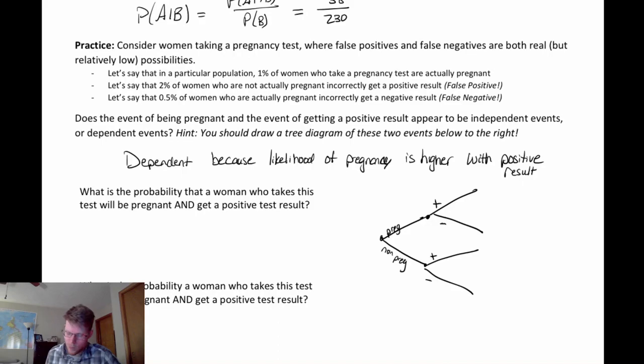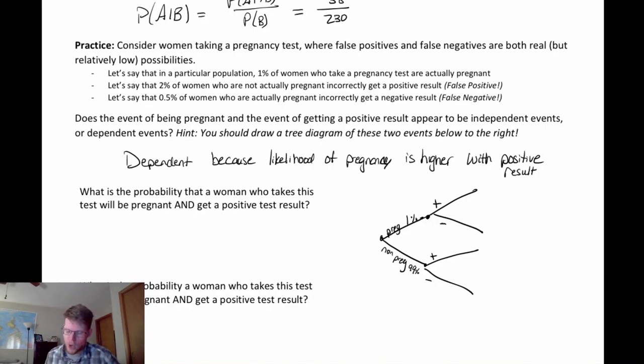So we need to fill these in. The first question is what percentage of women in this population are pregnant? We have that information in our first bullet point. 1% who are taking this test are pregnant. So 1% of our population is pregnant, and 99% are not. Really I should do decimals, but I already did percent signs, so I guess we'll just go with that.